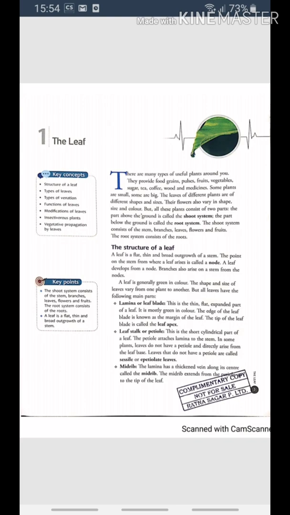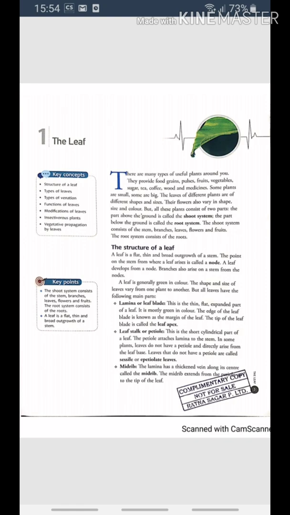Now, children, see the structure of a leaf. A leaf is a thin, flat, and broad outgrowth of a stem. The point on the stem from where a leaf arises is called a node. A leaf develops from a node. Branches also arise on a stem from the nodes. A leaf is generally green in color. The shape and size of leaves vary from one place to another.